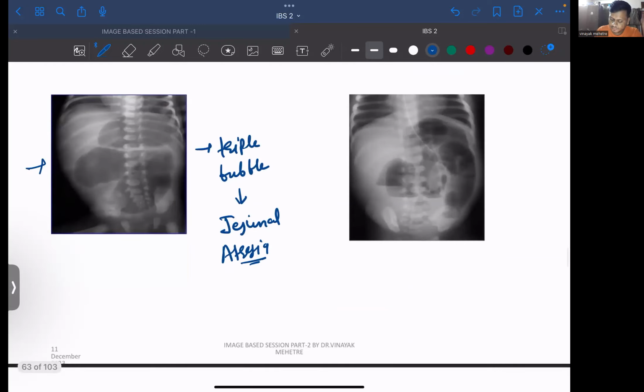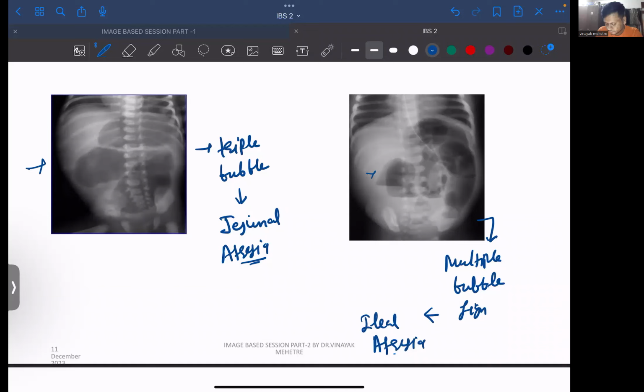Okay, now over here you are seeing more than 3 bubbles. That is called the multiple bubble sign, seen in ileal atresia. It is seen in ileal atresia.